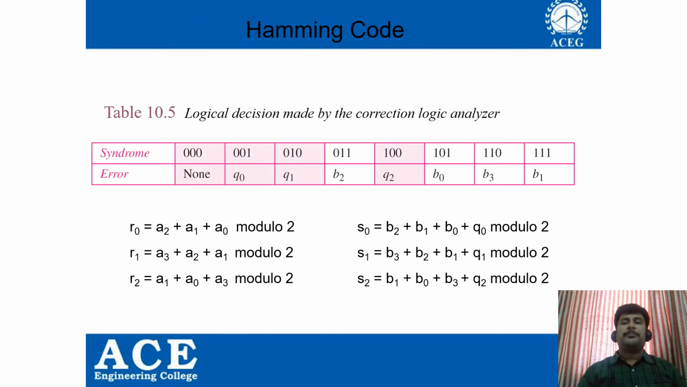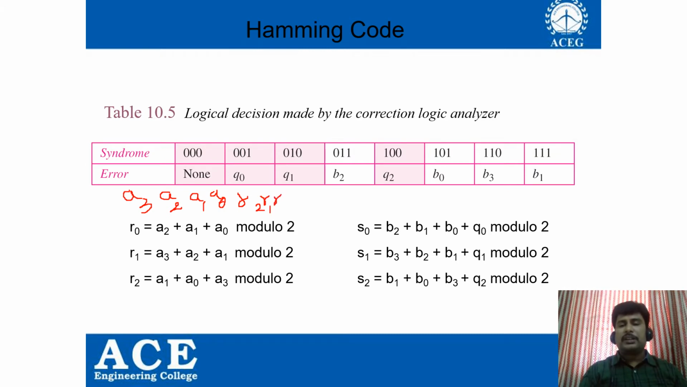Right. So here we are talking about a data word, and then we are trying to determine the code word for that by calculating three redundant bits. For instance, the data which we are transmitting is A3, A2, A1 and A0. So this is my data word which I have to transmit to the receiver. For this I have to add three redundant bits called R2, R1 and R0.